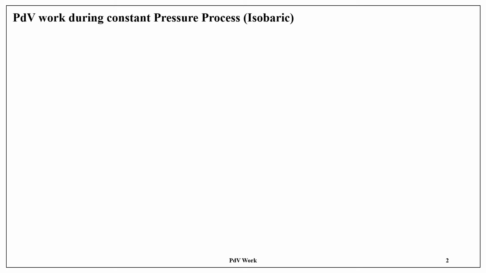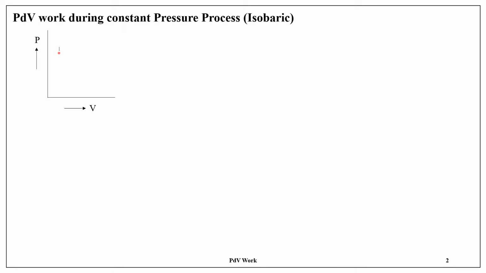The first one is PdV work done during a constant pressure process, which is also called as isobaric process. To represent a process in a graph, we consider a PV diagram. So why PV diagram? Because displacement work is equal to integral PdV. That's why we use a PV diagram.